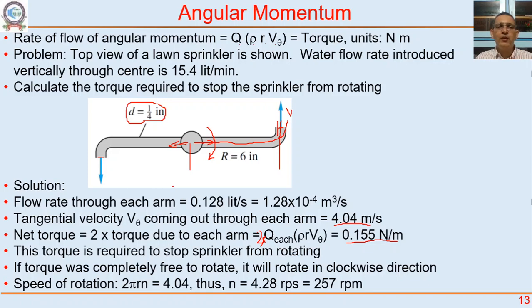If I let go of this sprinkler, and don't have any torque, then the sprinkler will try to rotate. At what speed will it rotate? It will rotate such that the net velocity coming out is 0, and therefore it will rotate at a speed 2 pi R n. 2 pi R n should be equal to 4.04. So n will be equal to 4.28 revolutions per second or 257 rpm. So that's one application of angular momentum.